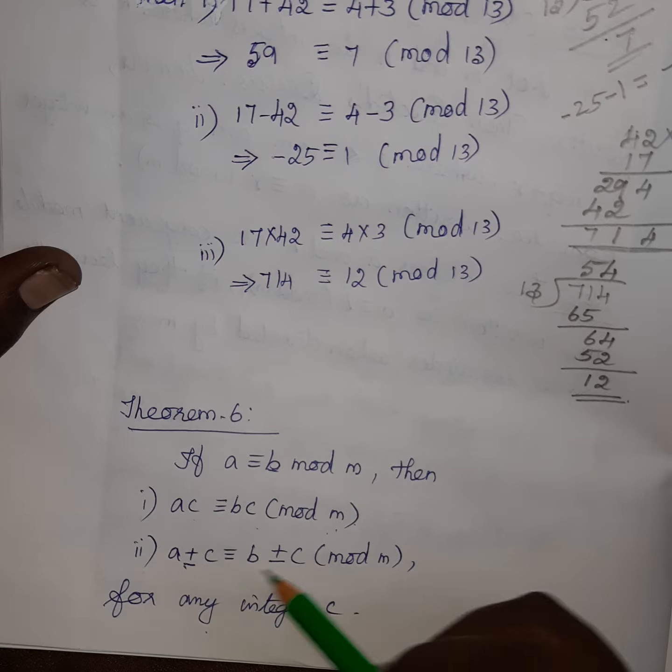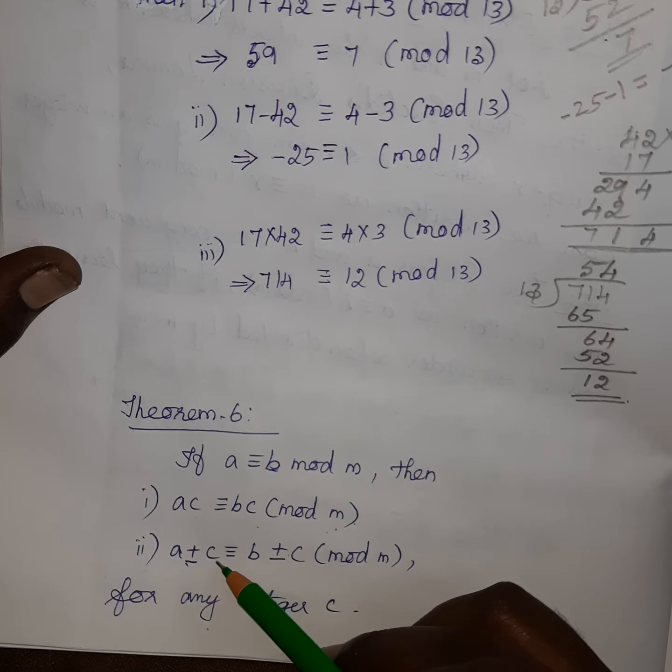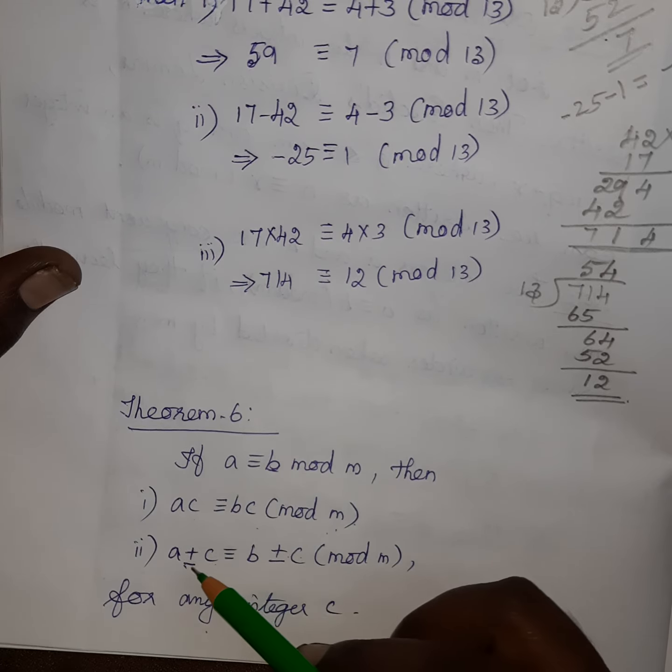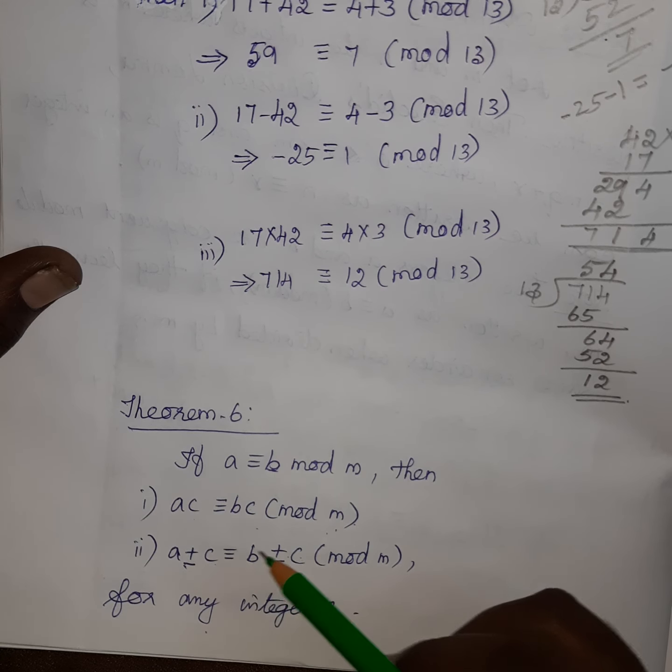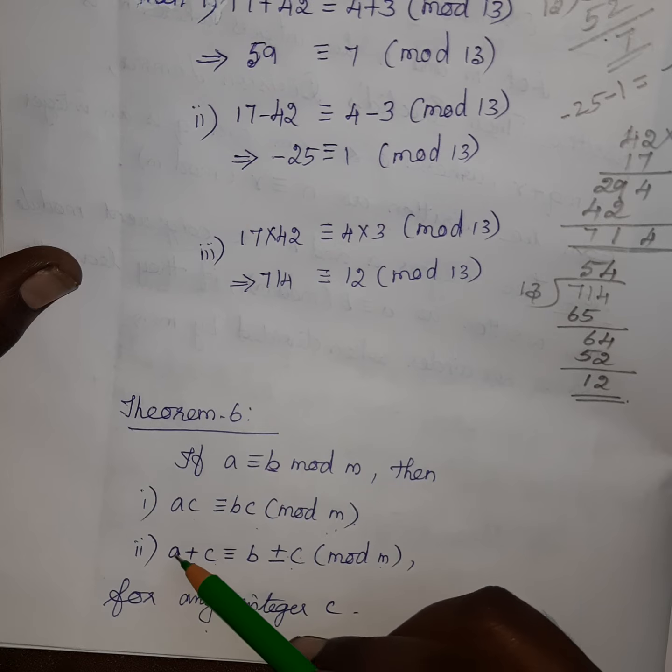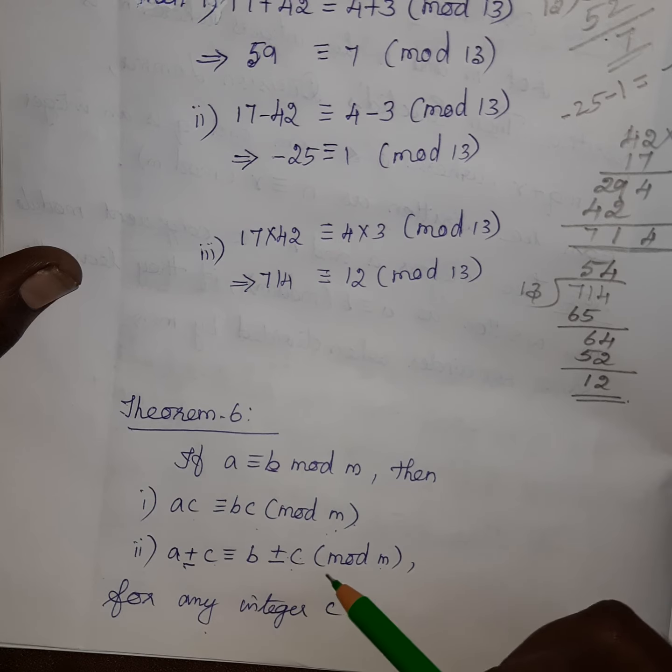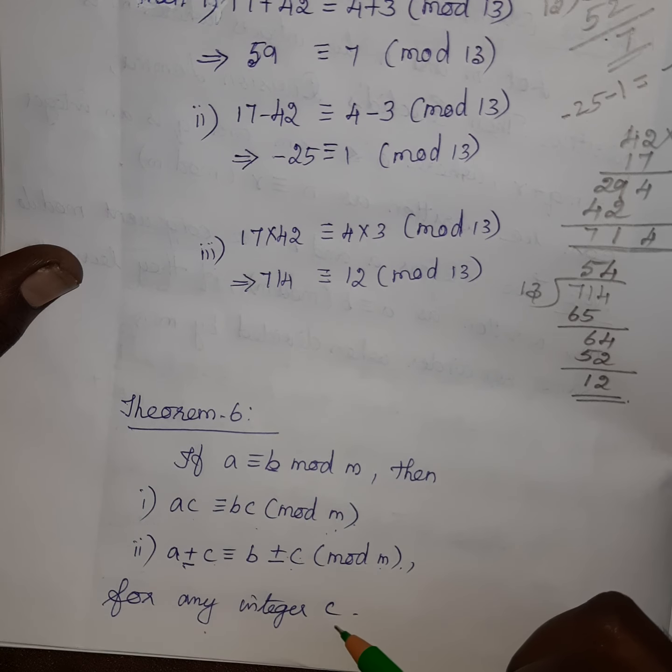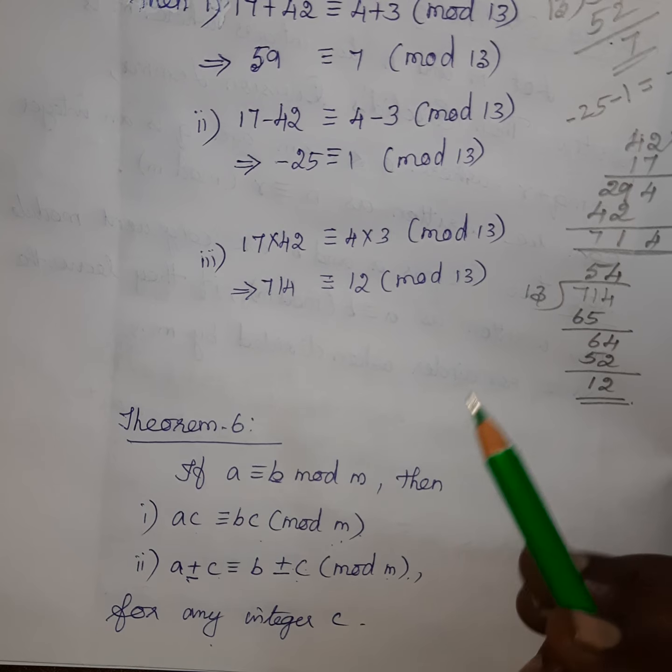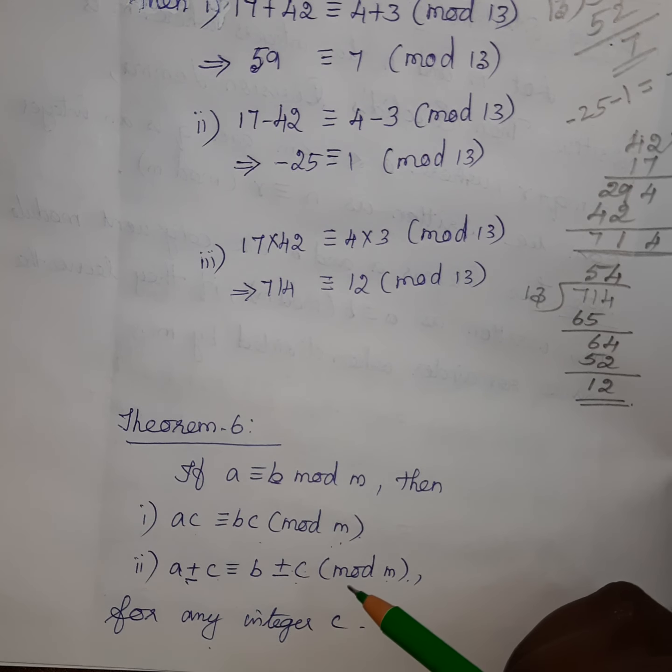Like the same, addition and subtraction. You can add the same number on both sides and subtract the same number on both sides. So A plus C is congruent to B plus C mod M, and A minus C is congruent to B minus C mod M. We can read it as plus or minus for any integer C. Okay. So please learn both theorem 5 and 6 for doing the sums.